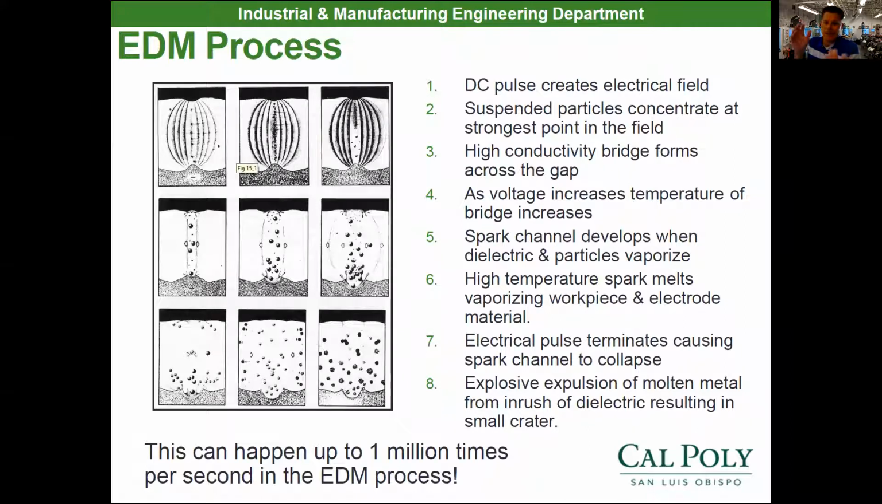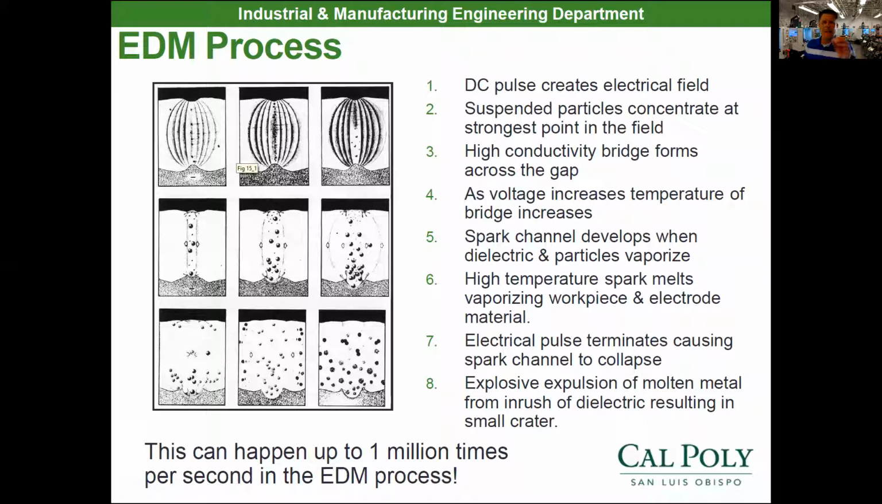They have a dielectric fluid that they put the material in, and the electrode goes down into that fluid. There's suspended particles at that conductivity gap or that field right there, that electrical field. So we get that conductivity bridge forming across that gap. And as the voltage increases, our temperature increases. At a certain point, we end up with a spark channel developing and basically the dielectric and the particles vaporize.